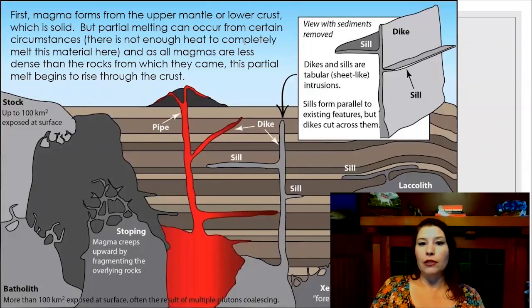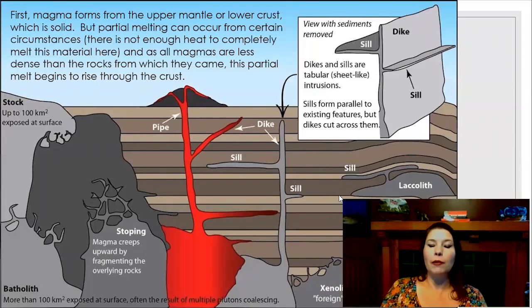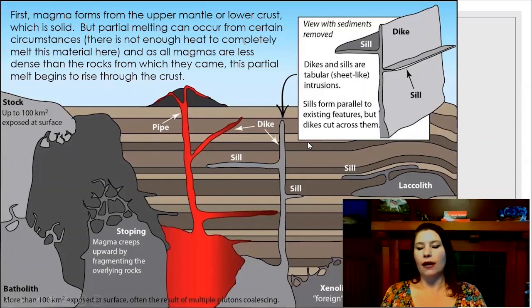Magma is going to form first from the upper mantle or the lower crust, again, which is solid. But we need one of a few things to happen. Partial melting can occur, and this is something we don't see with a lot of materials we're familiar with, like ice. You can't partially melt ice. Yeah, you can melt just a little bit of it, but that's different.